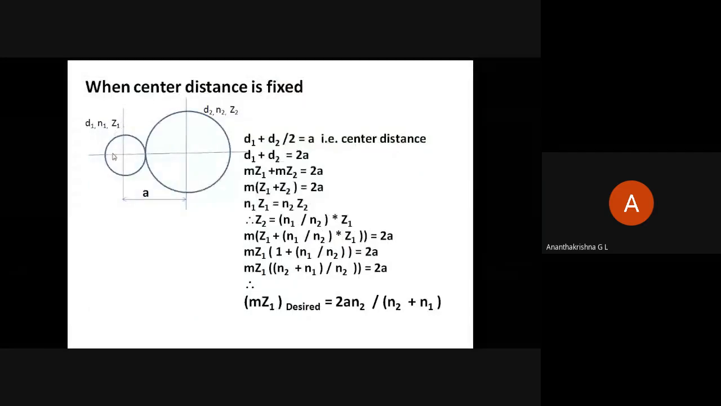Note down the sketch. This is a pinion. D1 is the pitch circle diameter, N1 is the speed of the pinion, and Z1 is the number of teeth on the pinion. This is the gear. D2, N2, Z2 are the diameter, speed or velocity, and number of teeth on the gear. And A is the center distance. Please note down the sketch and wait for some time.